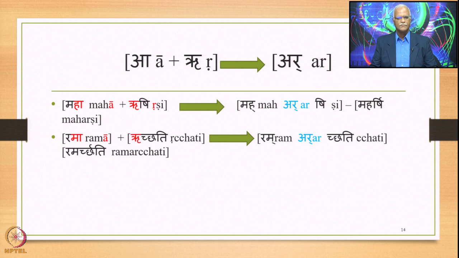Similarly, we have rama plus ruchati, where rama is a separate word and ruchati is another separate word. Now at the end of the first word, we have long a followed by ru at the beginning of the second word. So 6187 applies, and this a and ru, they both are replaced by ar. So we have ram ar chati, ramar chati as the output.